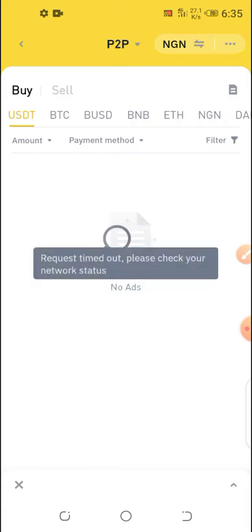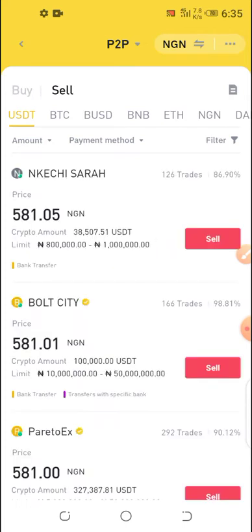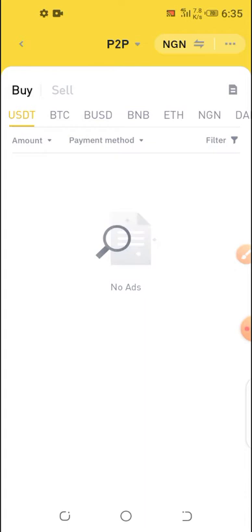So what P2P means, like I was trying to say, is peer-to-peer. So what Binance does is to list out all those who have crypto to buy or to sell.